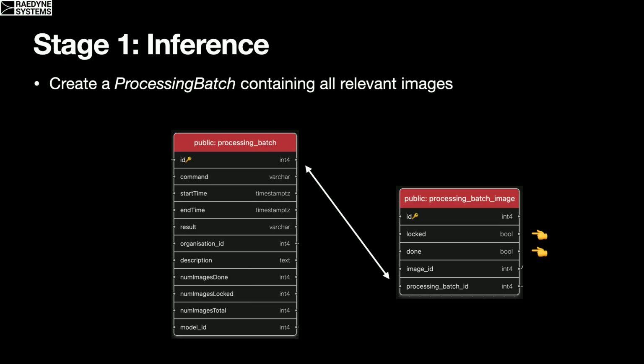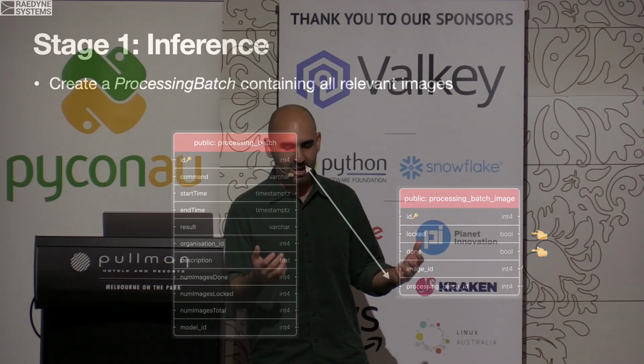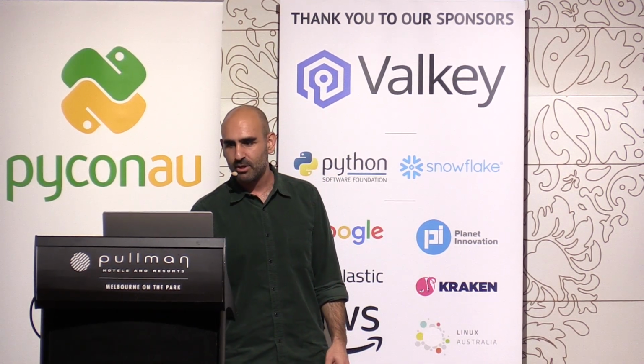So inferencing. If I had to summarize this section, the answer is rate limiting. We have these two models, a processing batch and a processing batch image. So when you want to run your model on some images, we create a batch that creates all of these associated images that we specify that we want to run through the model, and they go through this locked and done flagging system.